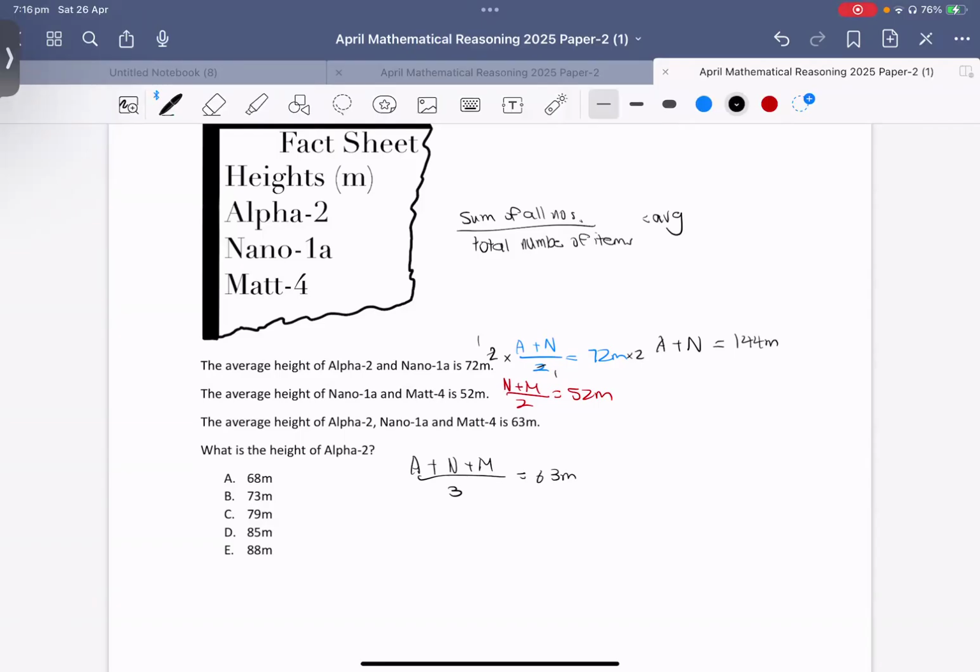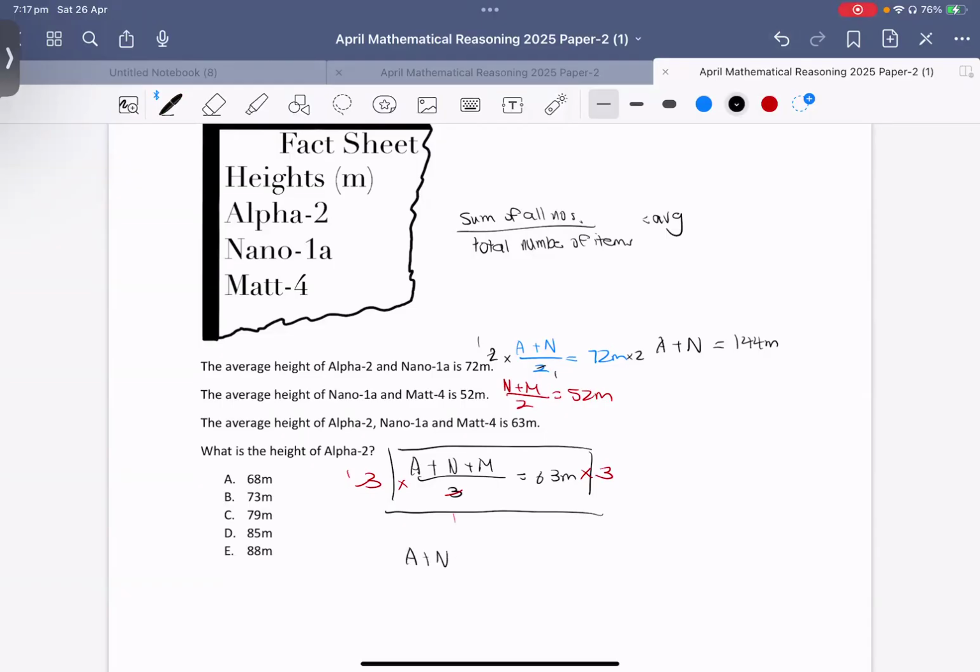Now, why is that important? Because if you have a look at this equation here, to get rid of my denominator there, what do I need to do? I need to multiply both sides by 3, right? So alpha plus nano plus mat gives us 63 times 3, which is 189 meters. Look at that. We have alpha plus nano equals 144. Can't we just substitute that in now? We know 144 plus mat is going to give us 189 meters, right? That means we know that mat is going to be something.